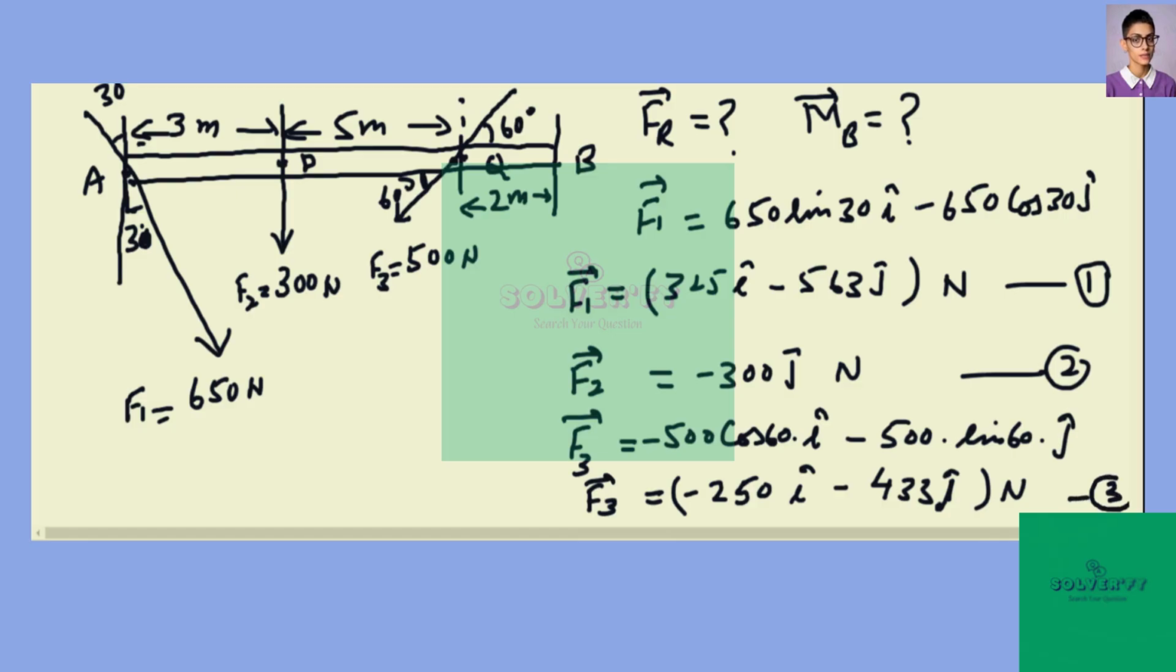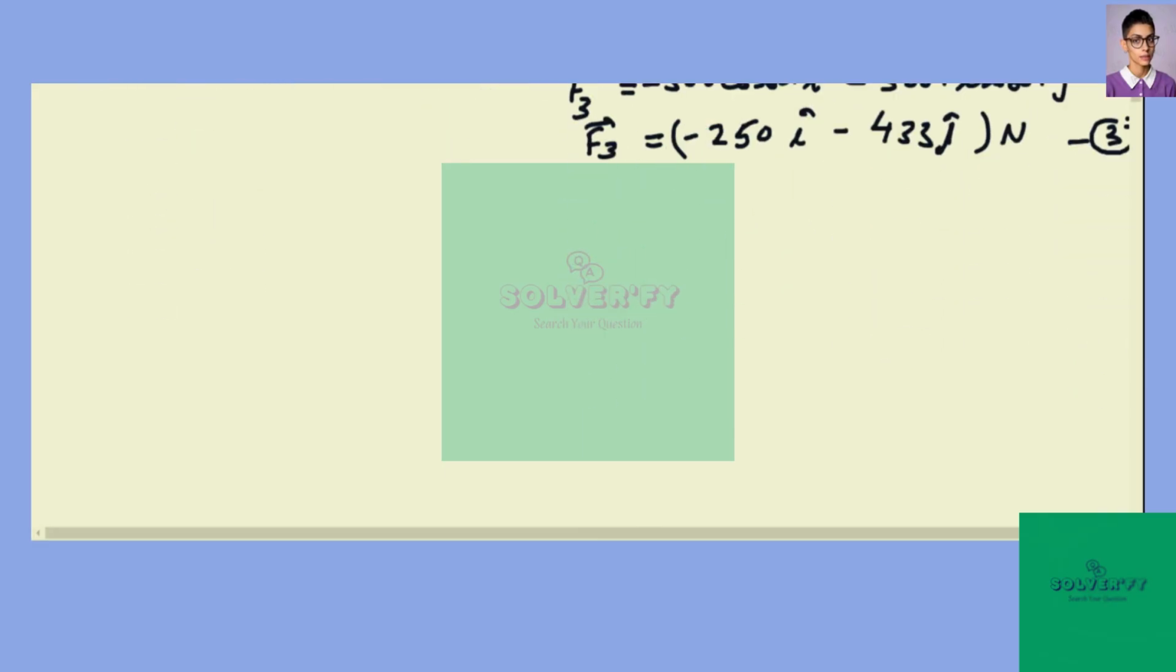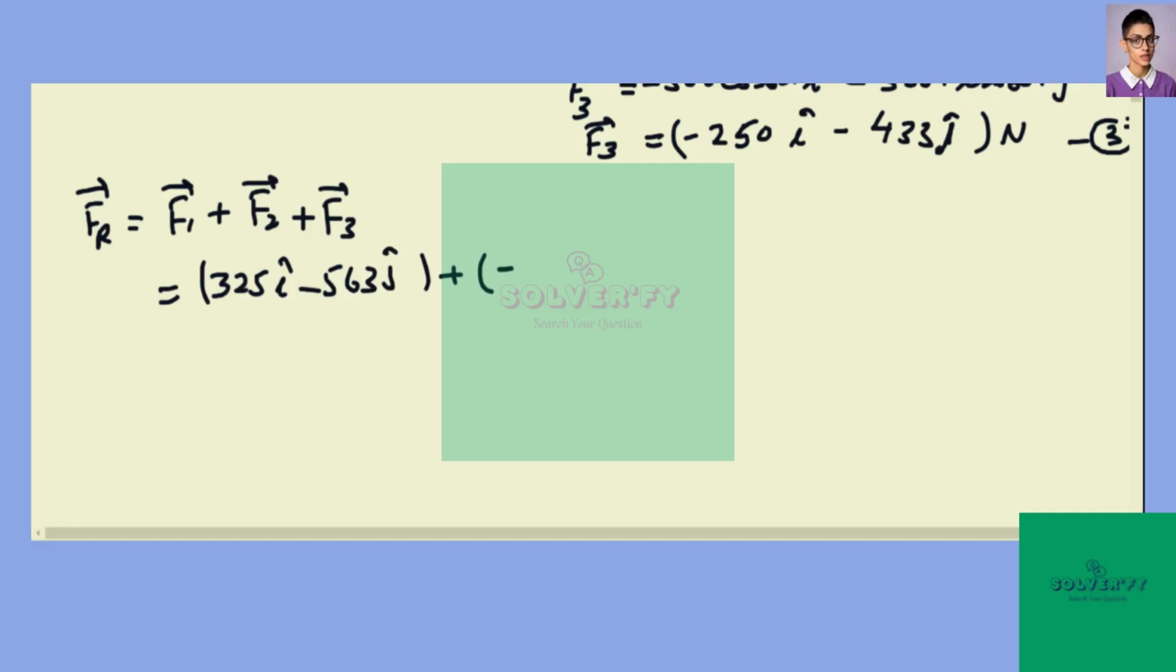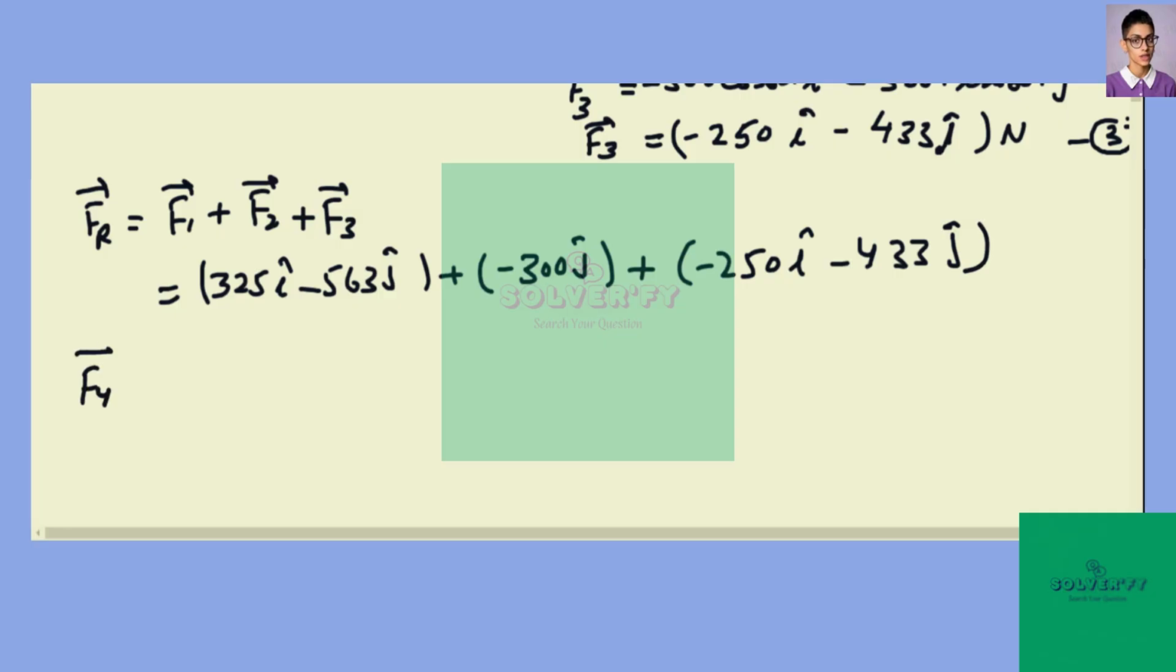Now resultant force you may write vector addition of F1 plus F2 plus F3. So resultant force on the beam you may write F1 plus F2 plus F3. Now here substitute the value. F1 is 325 i cap minus 563 j cap Newton. F2 is minus 300 j cap. F3 is minus 250 i cap minus 433 j cap. So when you simplify this resultant force having the value 75 i cap minus 1296 j cap Newton.